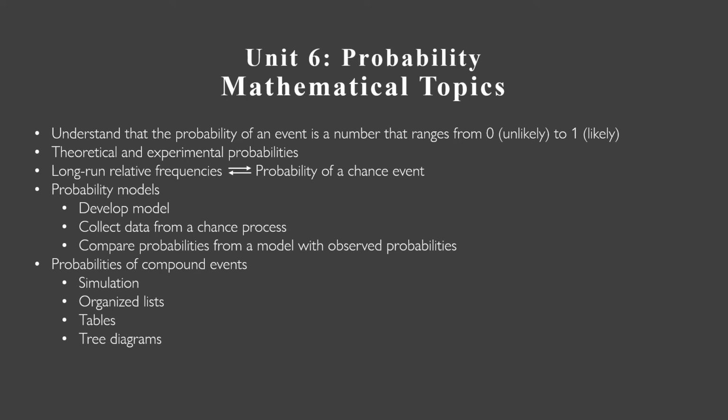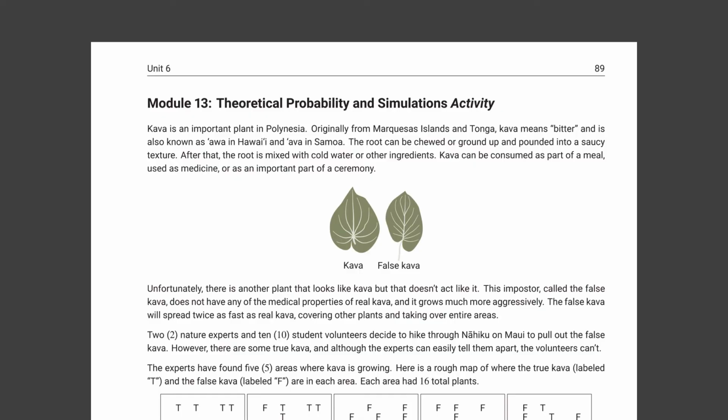To find these probabilities, we often have to develop and make use of models or generate and collect data. And when we have both the model and its data, we are able to compare the two to make sense of the chance event. When we are dealing with compound events, we often have to make use of additional tools such as simulations, organized lists, tables, and tree diagrams. The Unit 6 activity that we'll be covering in this video is the Module 13 Theoretical Probability and Simulations activity.